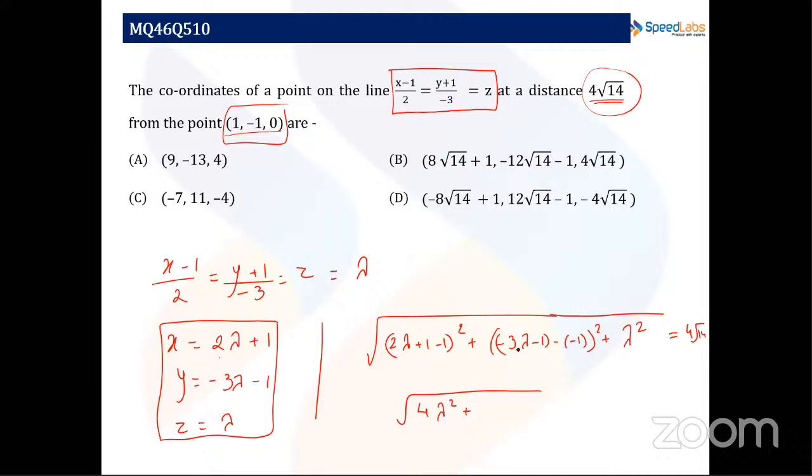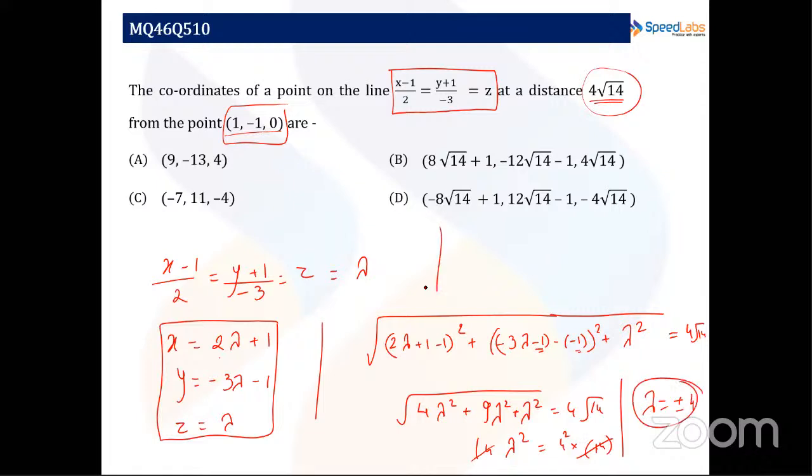4 lambda square plus 9 lambda square plus lambda square, this 1 and 1 will get cancelled out, equals to 4 root 14. So we will be having root 14 into lambda equals to 4 root 14. Or we can say that it is lambda square, so 14 lambda square equals to 4 square into root 14 square, that is 14. So lambda square is equals to 4, so lambda is plus minus 4.